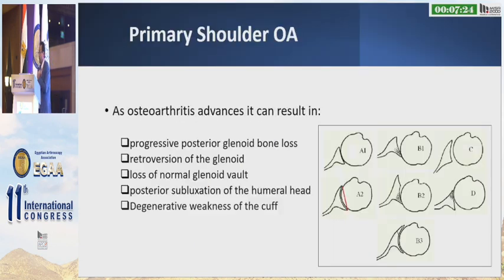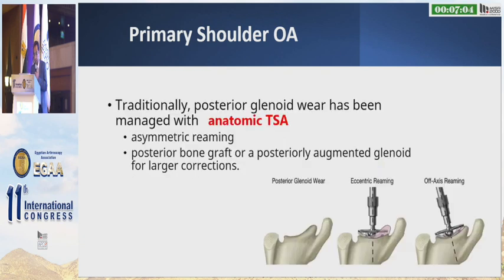For example, primary shoulder arthritis. As we all know, with osteoarthritis there is progressive posterior glenoid bone loss, retroversion of the glenoid, loss of the normal glenoid vault, posterior subluxation of the humeral head, and degenerative weakness of the cuff. All these are problems encountered with primary arthritis.